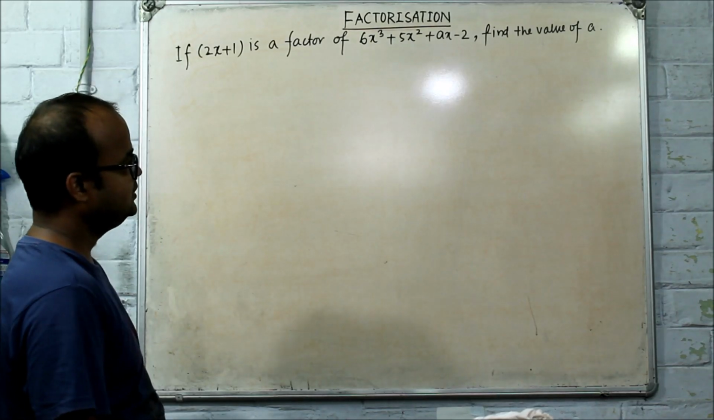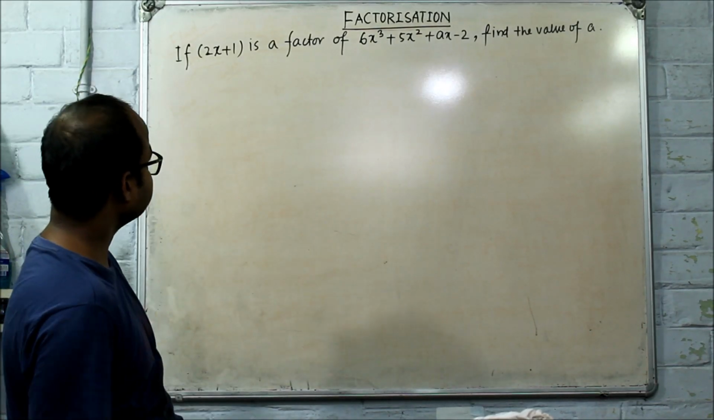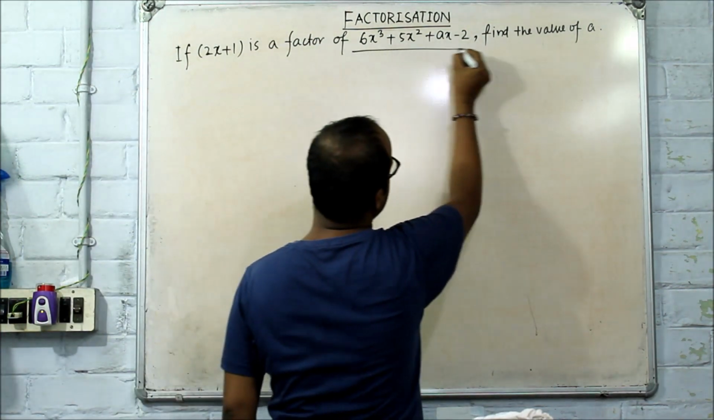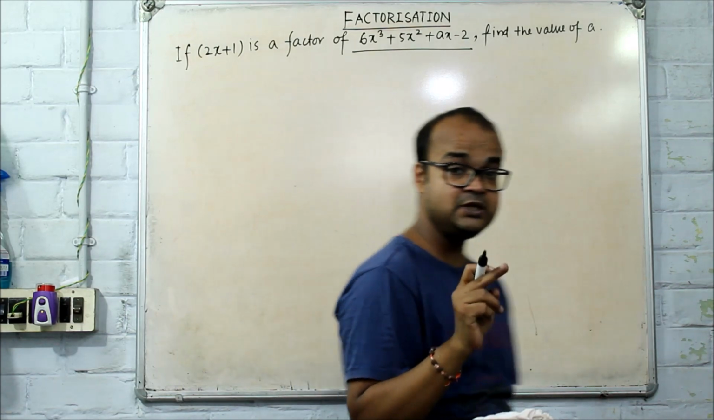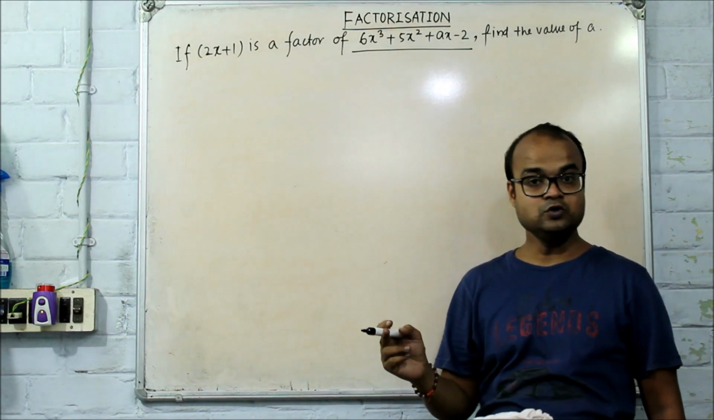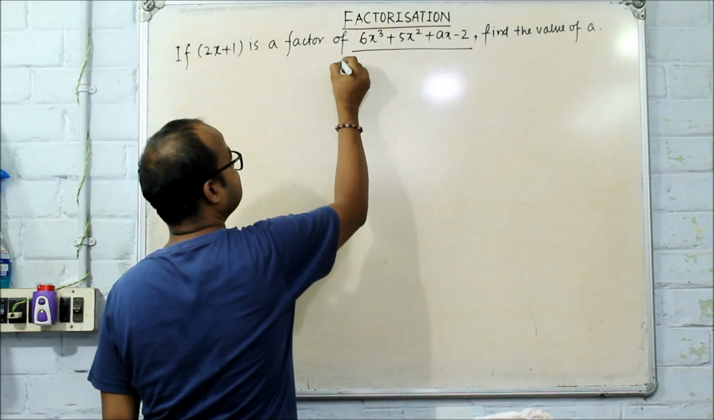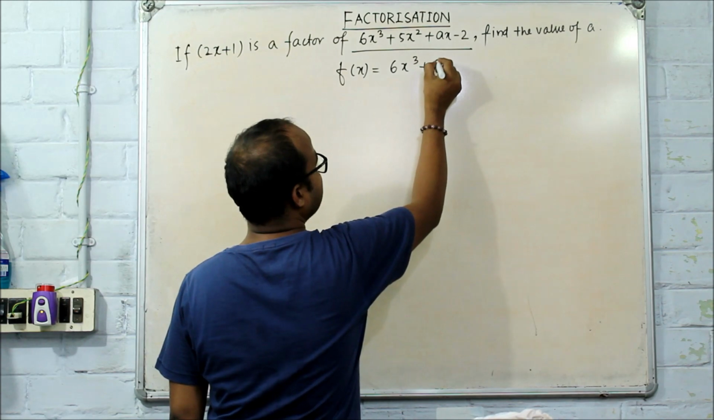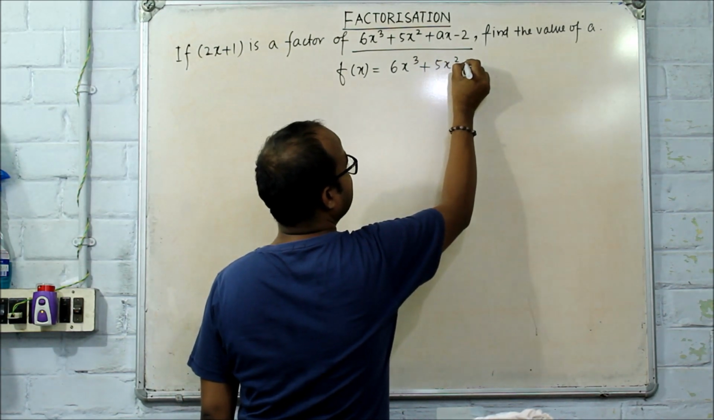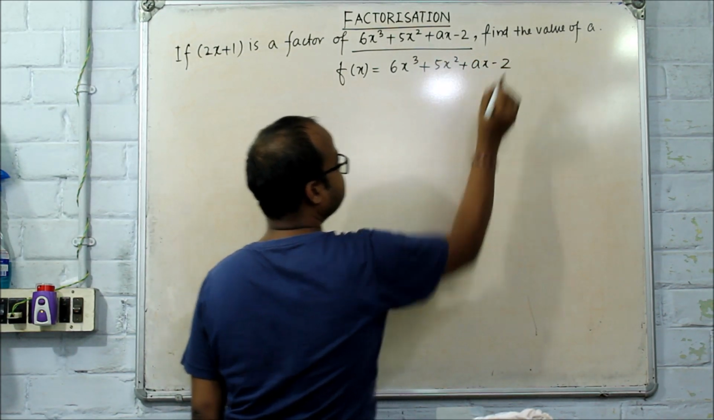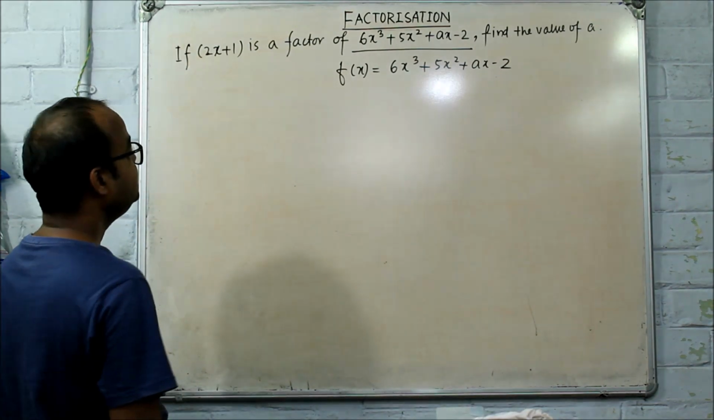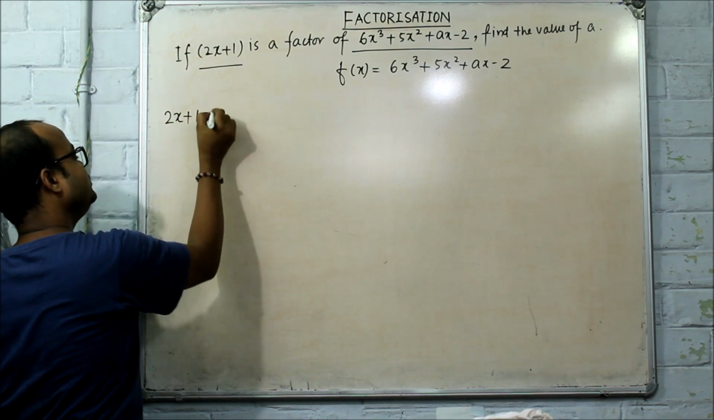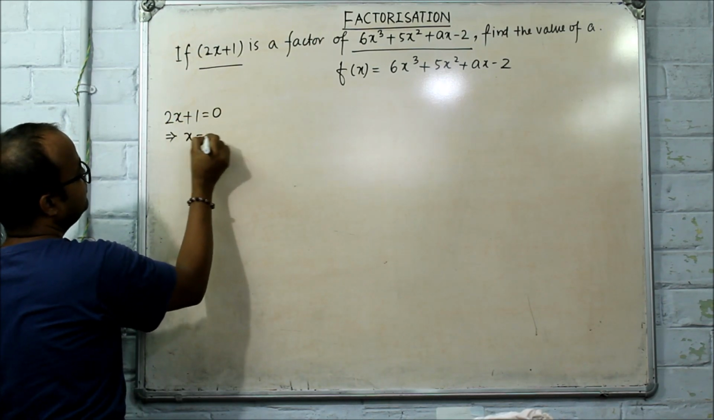Now let us discuss this problem. If 2x plus 1 is a factor of this, factor means the remainder will be equal to 0. So we write f of x is equal to 6x cube plus 5x square plus ax minus 2. Clear? Now we equate it to 0. So 2x plus 1 is equal to 0. It implies x is equal to minus 1 by 2.